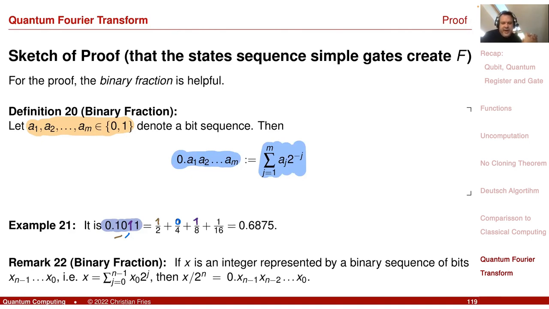So if x is an integer represented by a binary sequence of bits. Yeah? So this is here your classical binary sequence of bits. And you represent now x as the sum of xj times 2 to the power of j. There's actually a typo here, that should be a j. Then I get this by just dividing with 2 to the power of n.